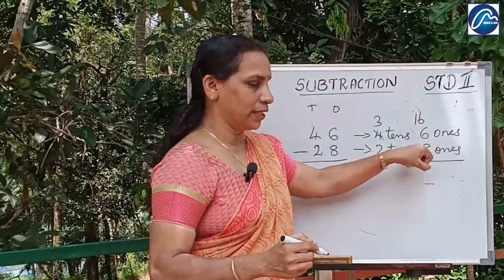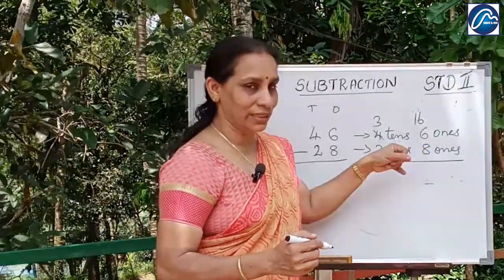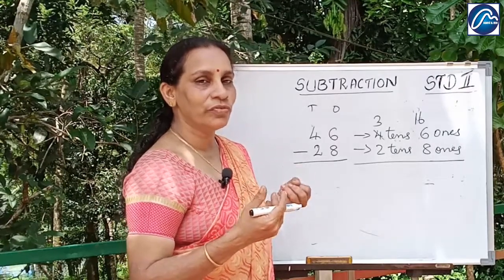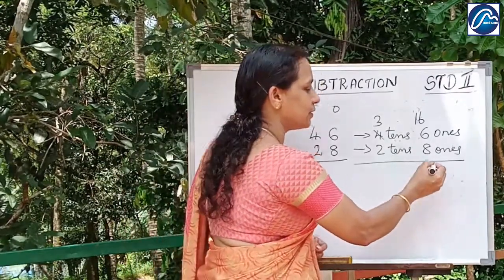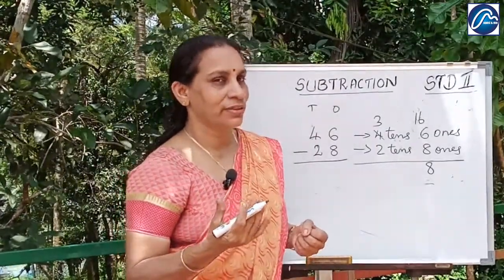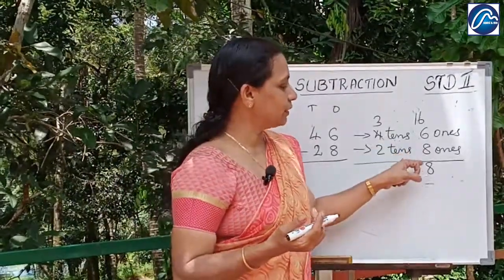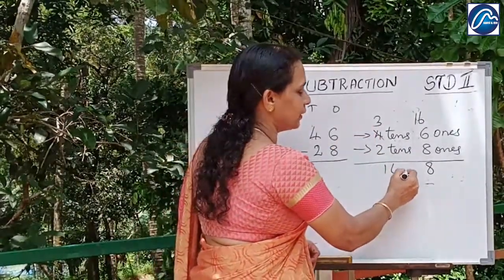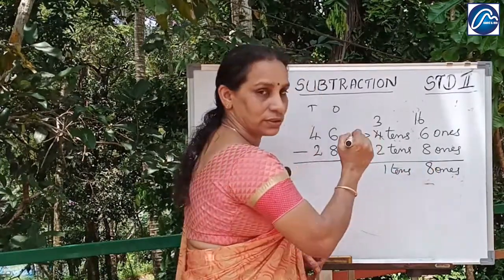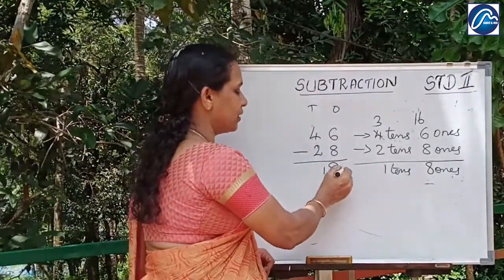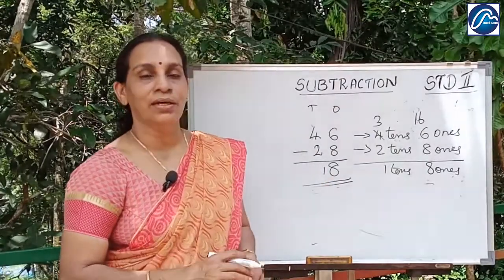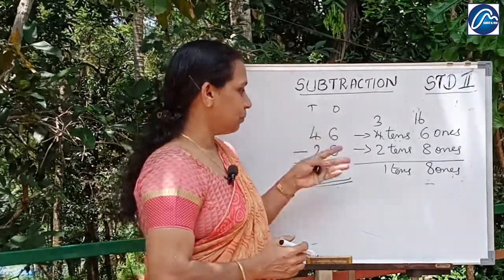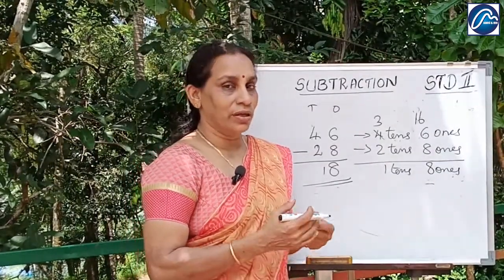What is 16 minus 8? After 8, you have to count 9, 10, 11, 12, 13, 14, 15, 16. So you get 8. Okay, you have counted? Yes. So 16 minus 8 is 8. And what is 3 minus 2? 1. So 1 tens and 8 ones. This I will write as 18. So this is the method of subtraction of any number with carrying, that means borrowing.